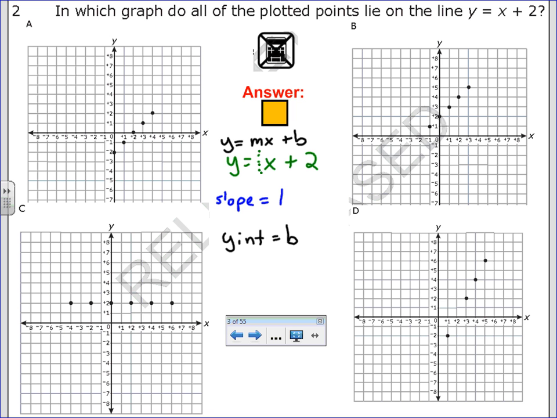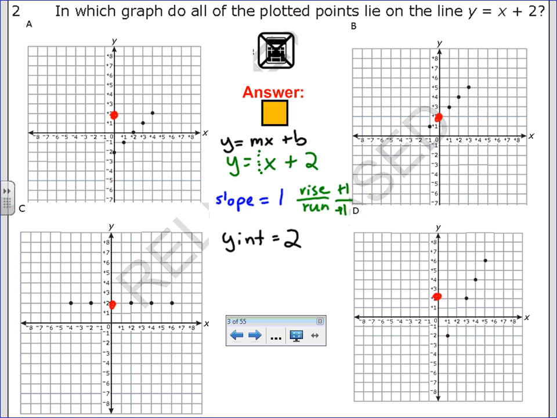Slope means rise over run. So that means I'm going to go up 1 and over 1. It also means that my starting place needs to be at 2. So when I go to the y-axis, it needs to be at 2. I'm going to graph that on each picture. If there's not a point at 2, then that graph is incorrect.